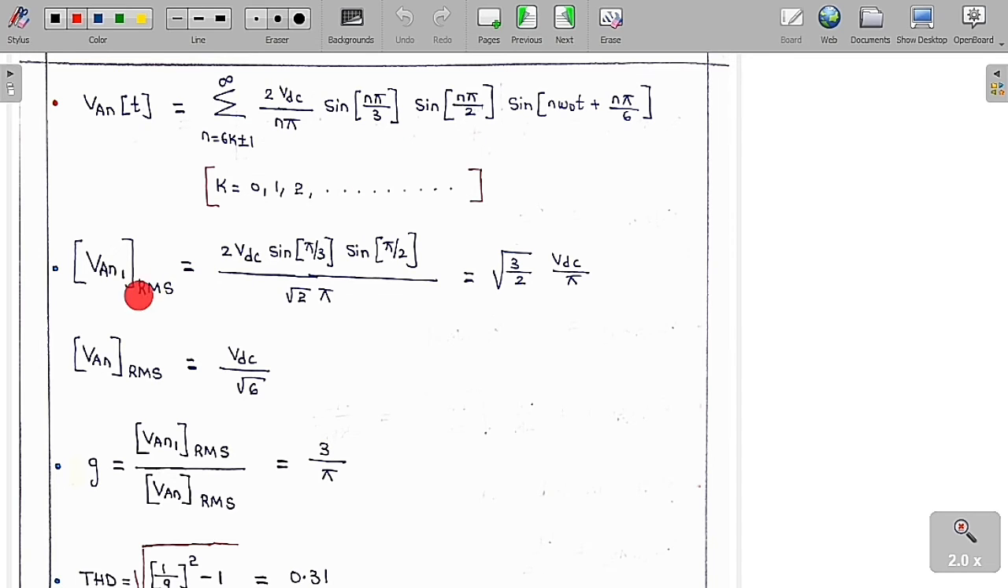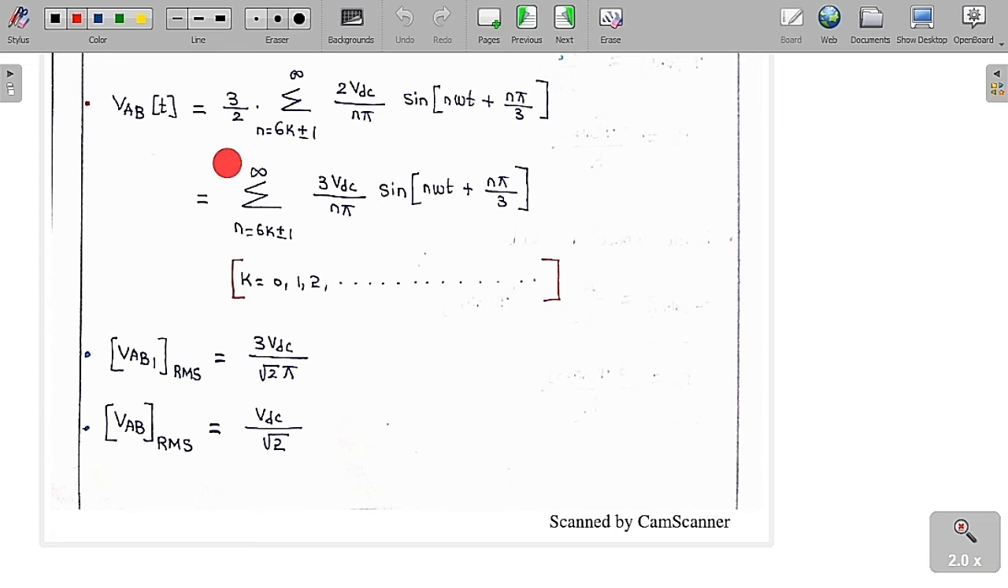If you want to find the RMS value of the fundamental component of the phase voltage, substitute n is equal to 1 to get the fundamental peak value, divided by root 2. We finally get root over 3 by 2 into VDC by pi. The RMS value of the phase voltage, which we have just figured out, is VDC by root 6. So what is the distortion factor of this phase voltage? It is the RMS value of the fundamental component of the phase voltage divided by the RMS value of the phase voltage. We know both values, so doing the division we get 3 by pi. THD is equal to under root of 1 by G whole square minus 1. If you substitute the G value here, we get 0.31.